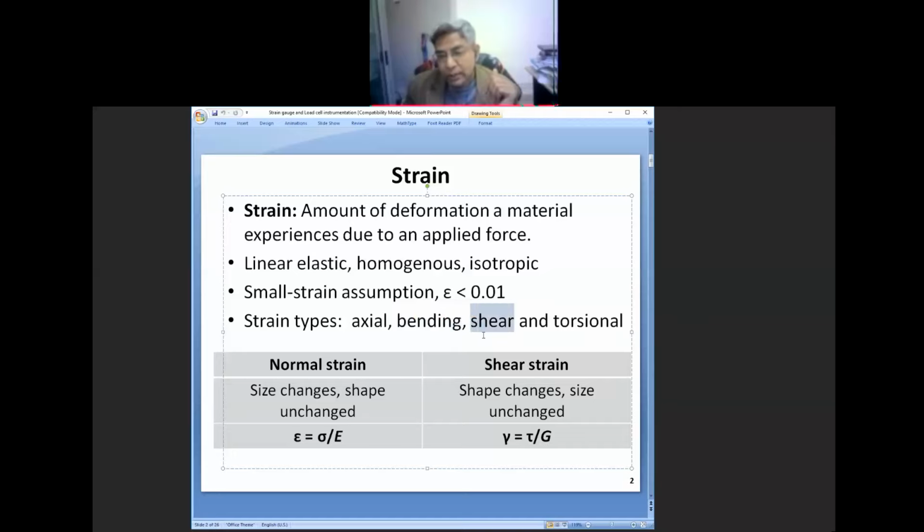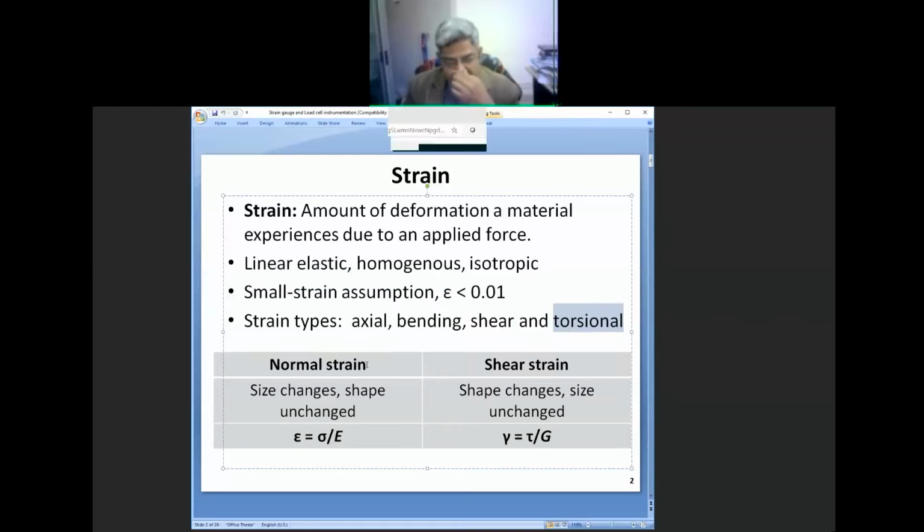Then we move to shear. Shear is change in shape of a body, not size, shape. That is your shear strain. And it is related with torsional loading. So whenever we have a torque, elements or shafts, they are subjected to torsional loading and they support shear loading.